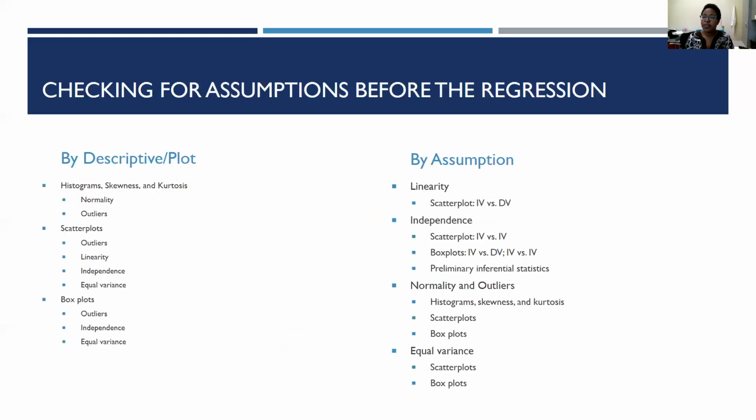All right, so here's a summary of how to check for assumptions before we run the regression. This is organized over here by what plot we look at, and then over here by what assumption you're checking for. So we'll go through this by assumption first, and then we'll look for the plots.